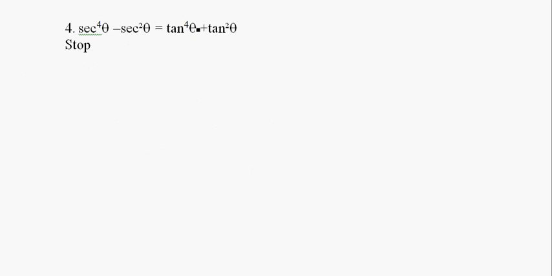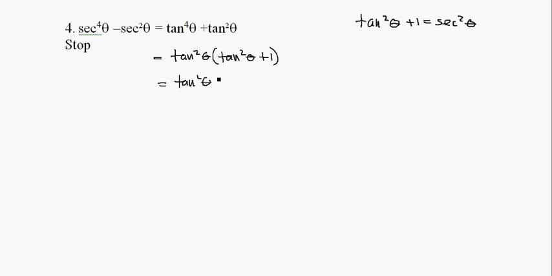To me, this one has a lot of secants and tans, so I'm just going to make a little note over here that tan squared theta plus 1 is equal to secant squared theta. Hopefully that'll be handy at some point. It looks like this is the more complicated side as opposed to this one, so I'm going to take out a tan squared theta and have it be tan squared theta plus 1. Tan squared theta plus 1 is equal to secant squared, so that's tan squared theta secant squared theta.